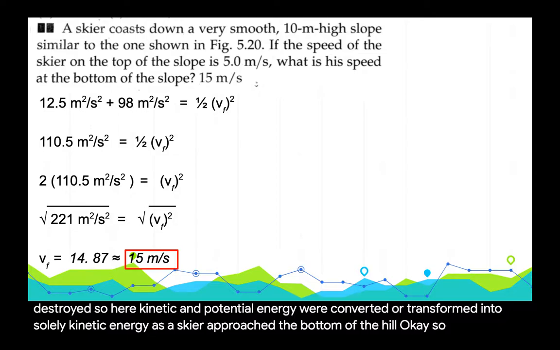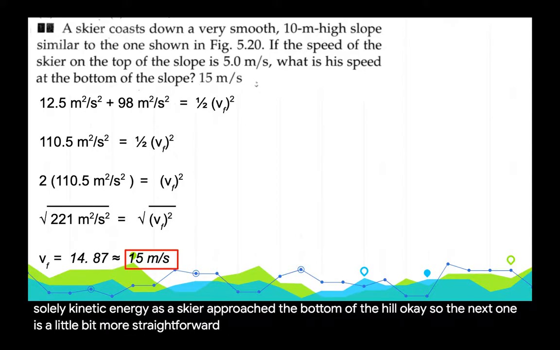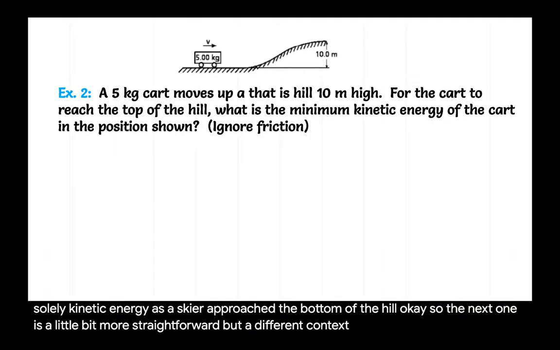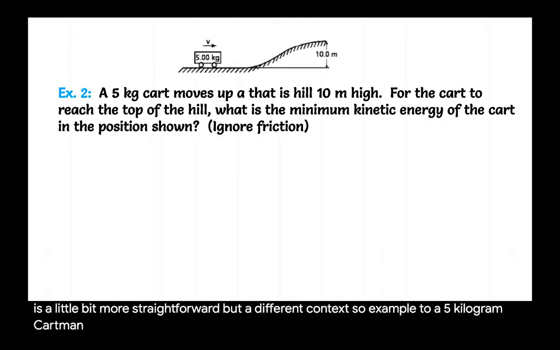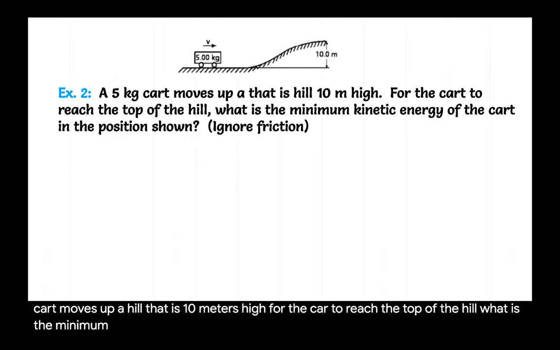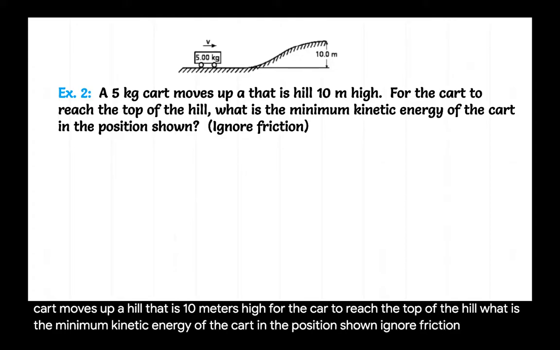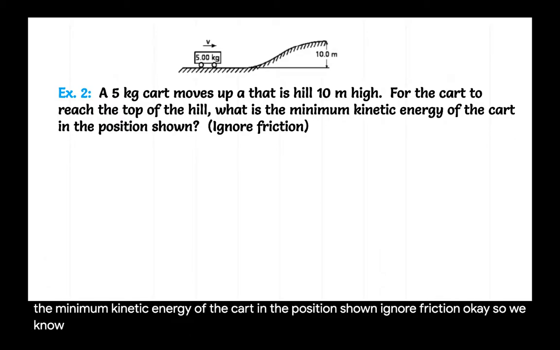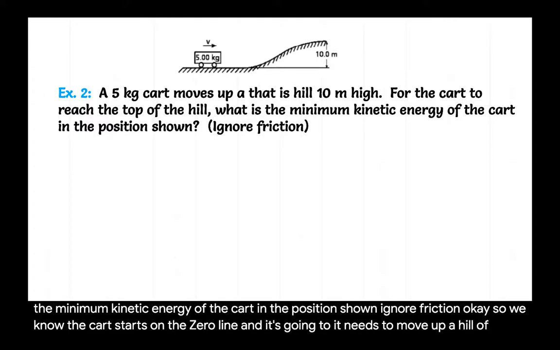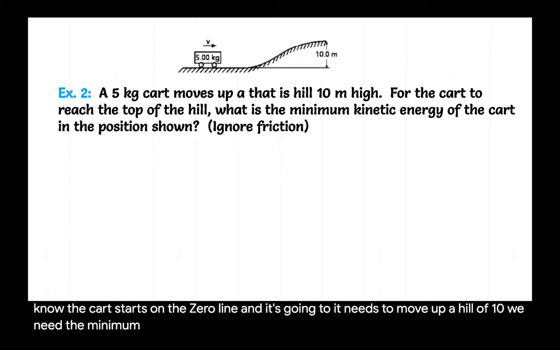Okay, so the next one is a little bit more straightforward, but a different context. So example 2, a 5 kilogram cart moves up a hill that is 10 meters high. For the cart to reach the top of the hill, what is the minimum kinetic energy of the cart in the position shown? Ignore friction. Okay, so we know the cart starts on the 0 line, and it needs to move up a hill of 10. We need the minimum kinetic energy of the cart in the bottom.